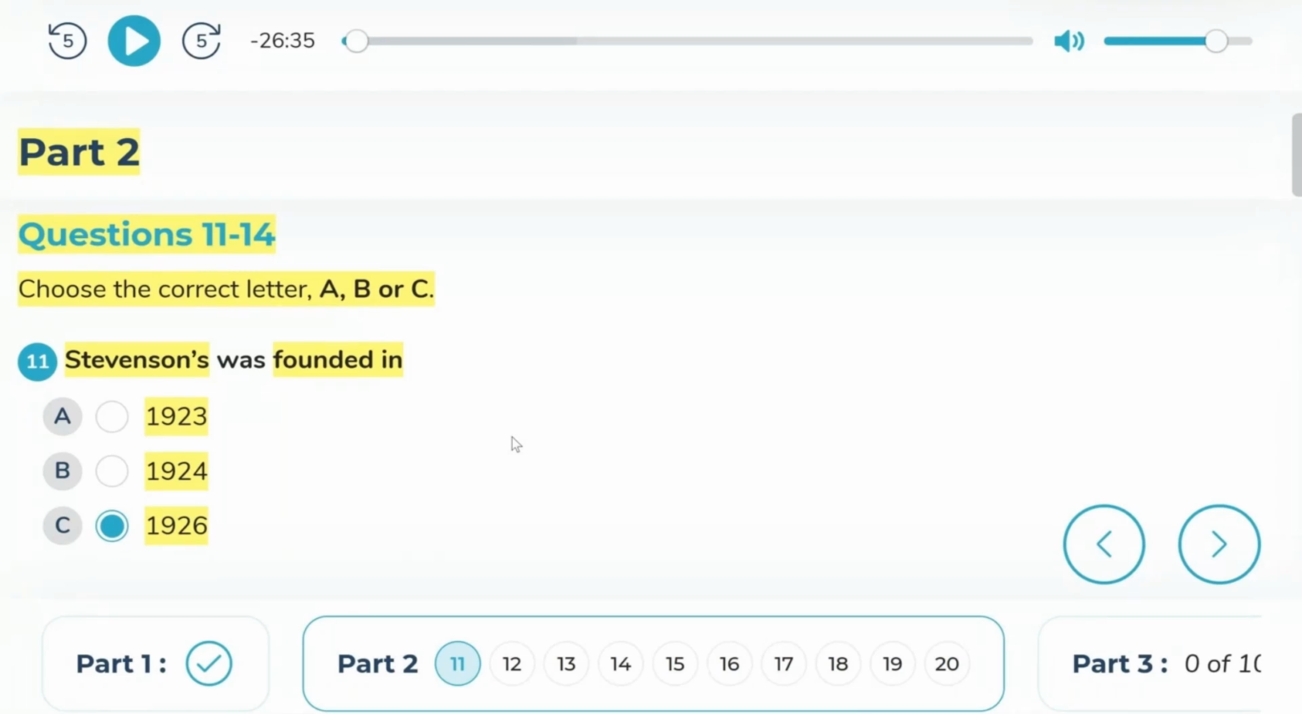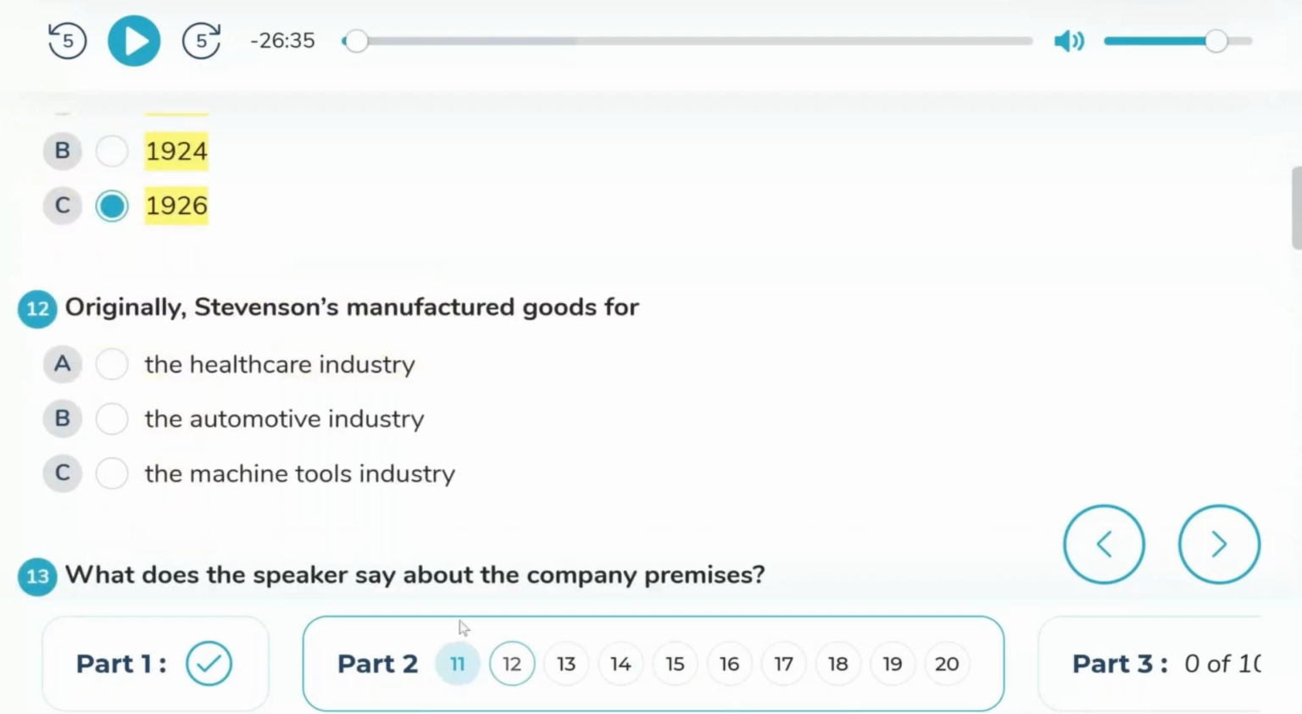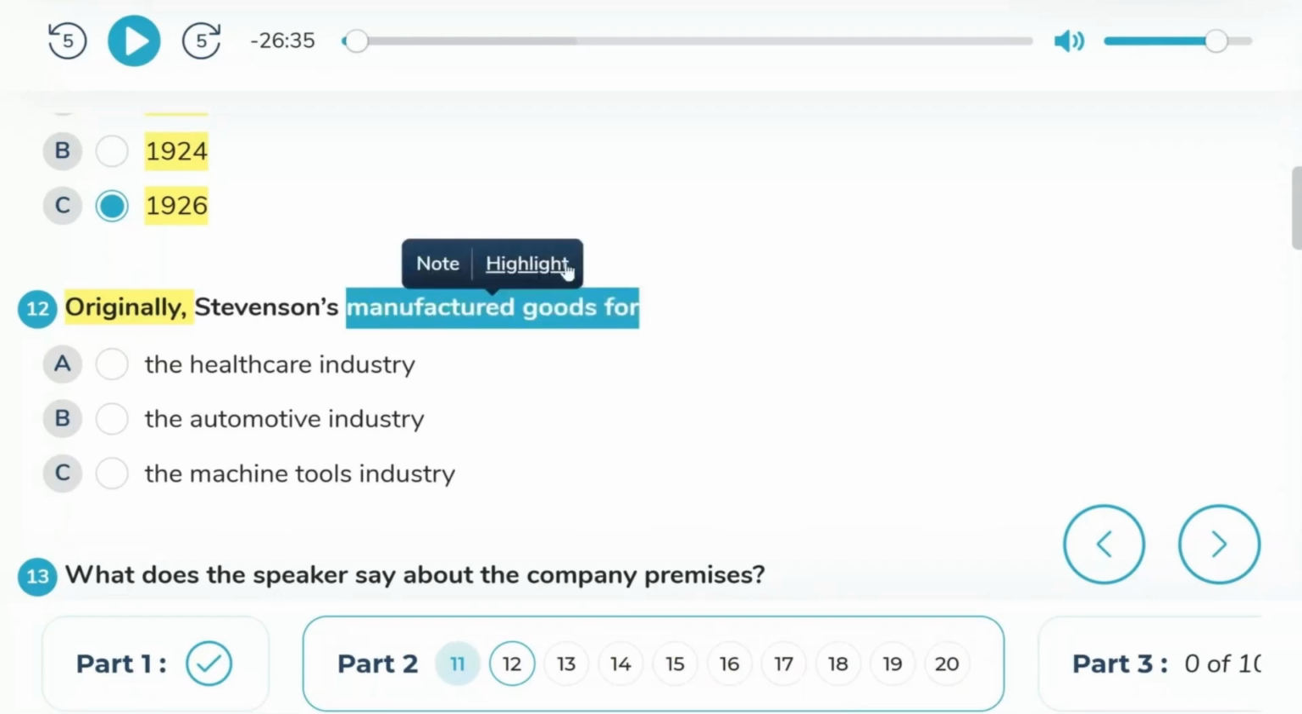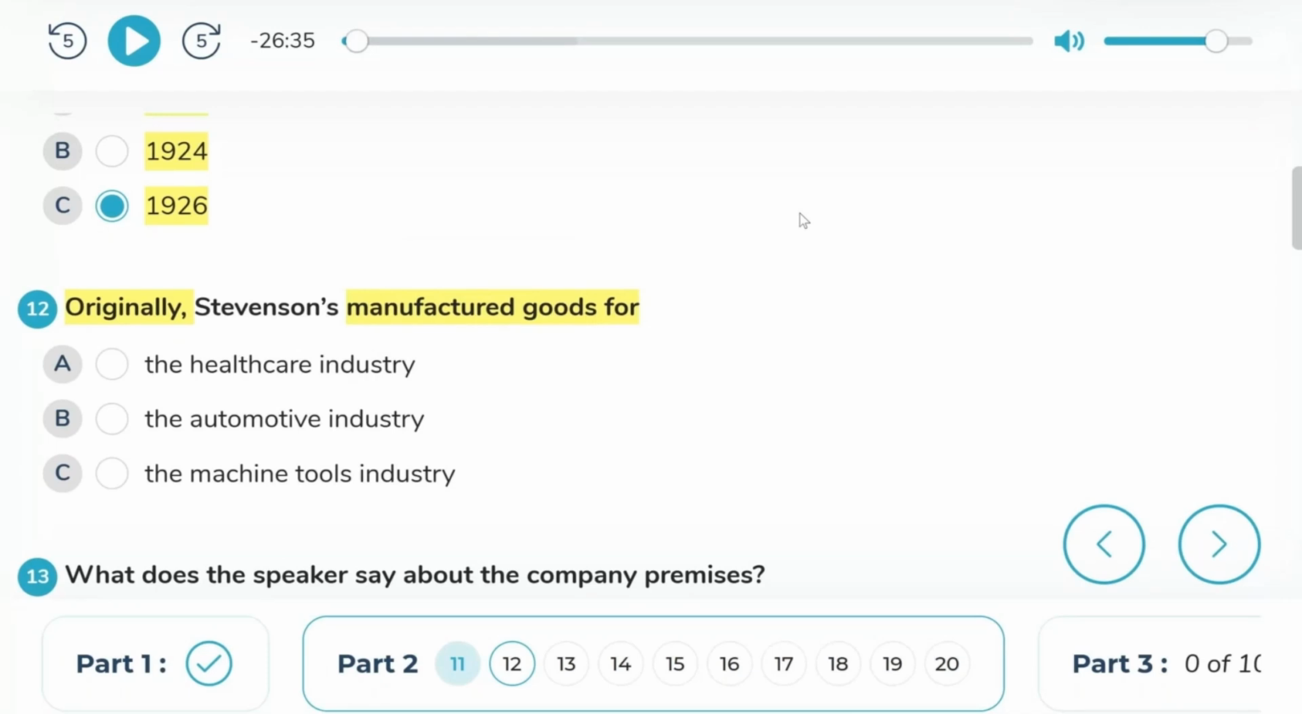All right, guys, now we move on and we have question number 12. In question number 12, they say originally. Originally means when the company started or anything like that. Stevenson's manufactured goods for what? Goods mean things. Goods means products, items. For what? For healthcare. Healthcare means hospitals, medical centers, and all that. For automotive industry, automotive means cars, buses, and lorries. Or for machine tool industry.